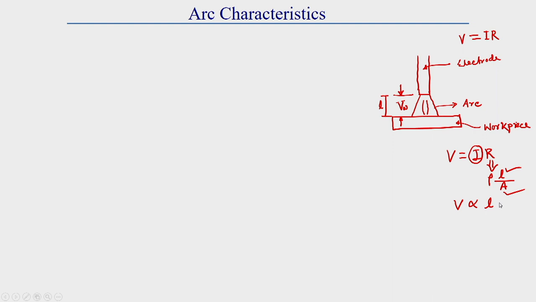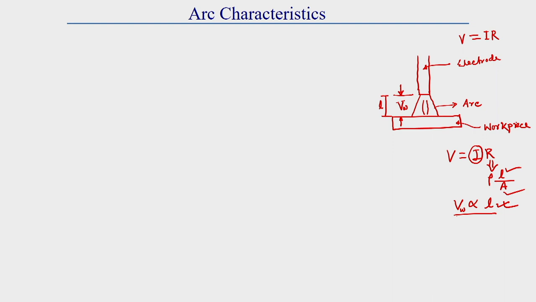So, what we can get from here is that if the length increases, then generally the voltage increases. In case of welding voltage increasing, that means this Vw is proportional to the length of the arc, if other parameters are constant. So, here what we can get is, if the length increases, then the voltage will increase. From here we get this idea.